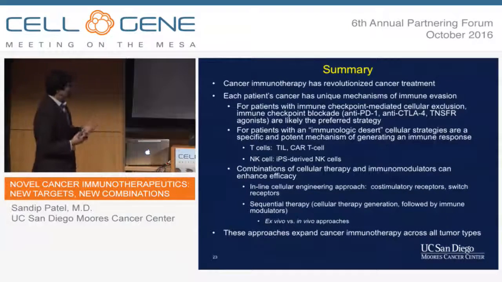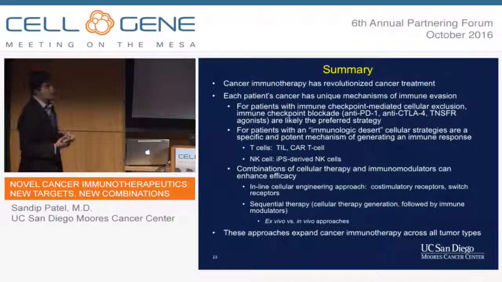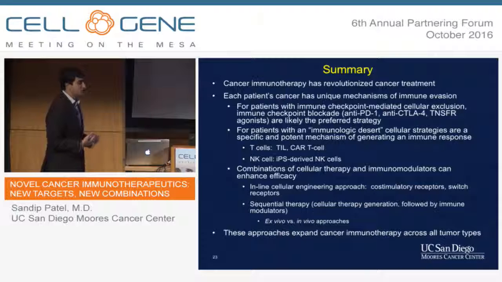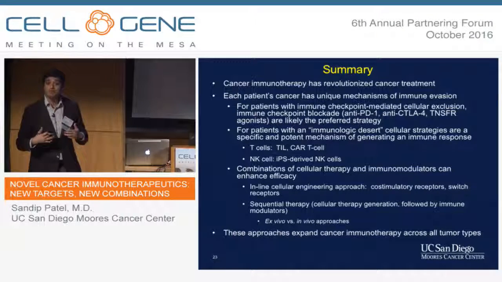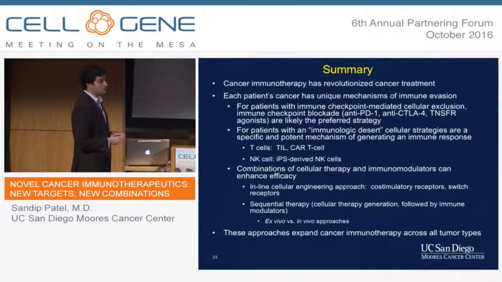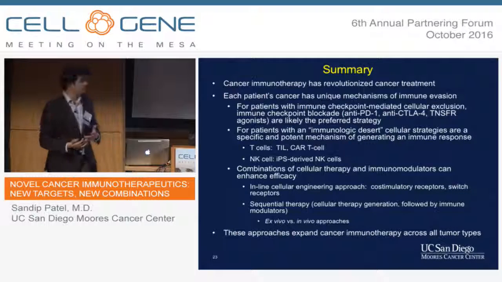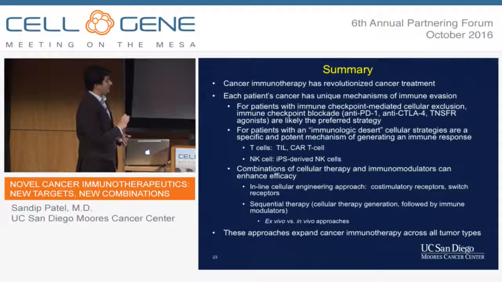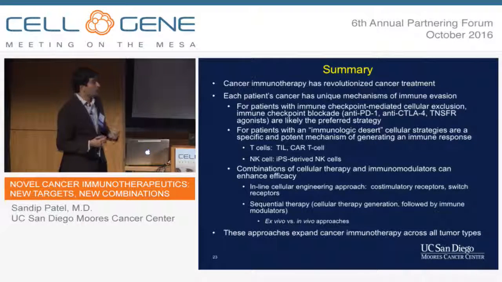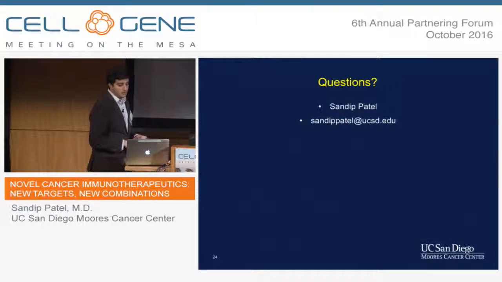And so really to summarize very briefly, every person's cancer has a unique mechanism of immune evasion. Cellular therapy approaches are very important for patients who have tumors that are essentially the immunologic desert and have immune ignorance, and that they're both T cell and NK cell-based strategies. However, even beyond that, these cells must thrive within a hostile tumor microenvironment within the solid tumor space, and whether this is inline engineering of the cell or sequential therapy, either ex vivo or in vivo, these are all approaches currently being investigated in the clinic, and the idea is essentially the concept of cancer immunotherapy can be broadened across all tumor types given these advanced cellular therapy approaches.